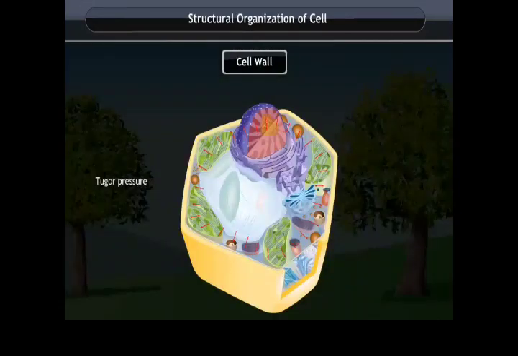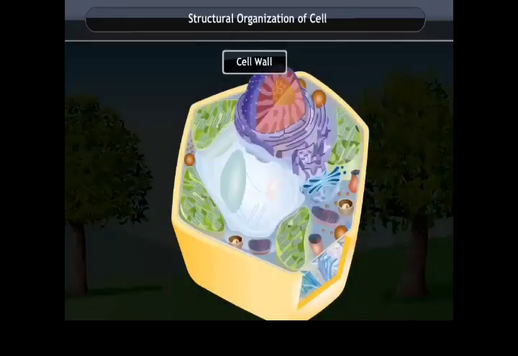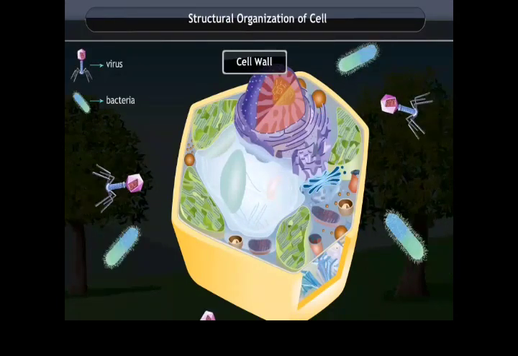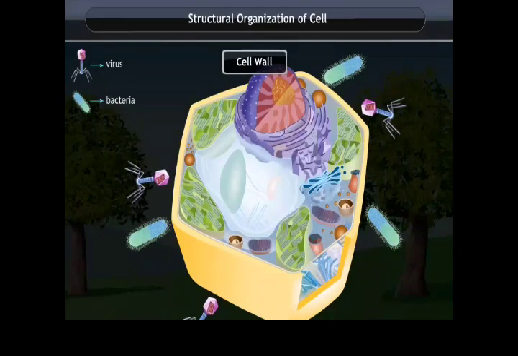An important function of the cell wall is to maintain turgor pressure. The cell wall functions as a semi-permeable membrane. It also acts as the first line of defense for the cell during an attack from pathogens and microorganisms.